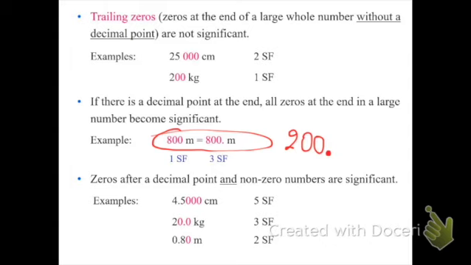So if you have 4.50000, all those zeros become significant, so they count. All the zeros that appear after a decimal point, an easy way to put it plainly is to just say anything that comes after a decimal point is always going to count. If it's a zero that comes after a non-zero number, it's always going to count. So, for example, 0.80, that's 2 significant figures. Any questions?